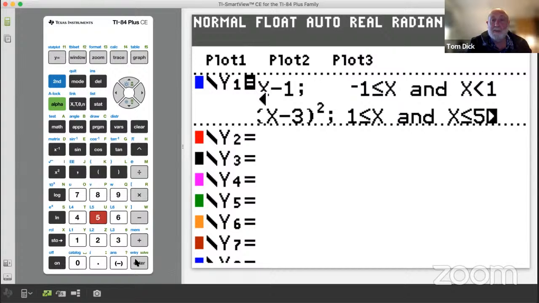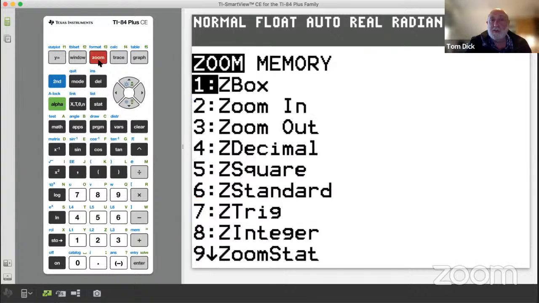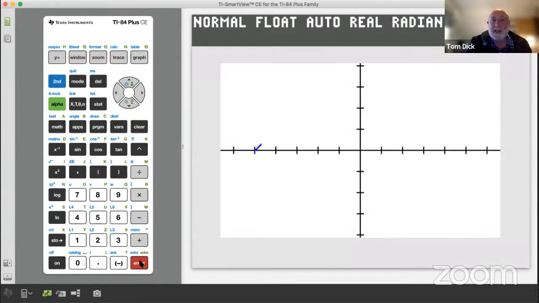I think that'll complete our formula. And now let's take a look at what the graph looks like. I think this one's actually going to look pretty good in a zoom decimal window. So I'm going to the zoom window, down to zoom decimal, and then let's take a look.